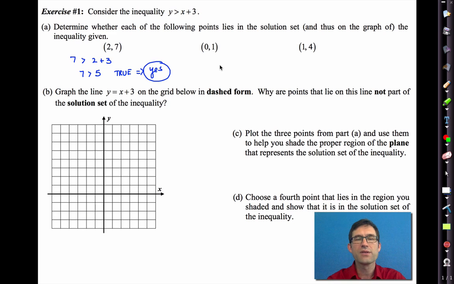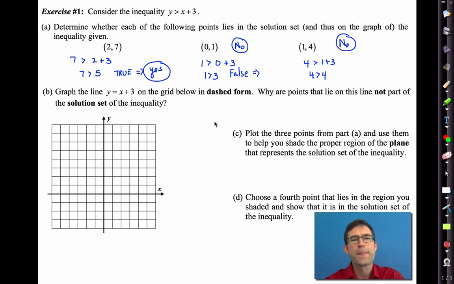All right. Let's go through the solutions. For the point 0, 1, I put 1 in for y, I put 0 in for x, and I get 1 is greater than 3. That is clearly false, and so the answer is no. Put it up here where I have a little more space. No, that point doesn't lie in it. Finally, let's do the point 1, 4. I'll put 4 in here, greater than 1 plus 3, and that will give me 4 is greater than 4, and that is also no.